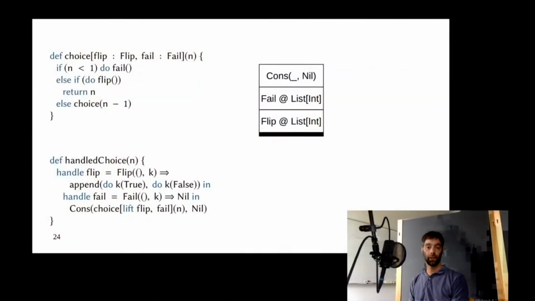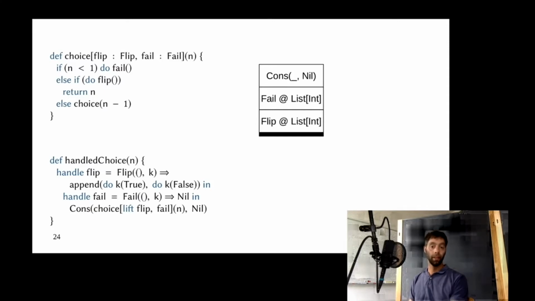This is the call stack at the call to choice. At the bottom, we have the handler for flip, which expects an answer of type list of int. Above it, we have the handler for fail, which expects also an answer type list of int. And then we have a frame which wraps things into the singleton list.